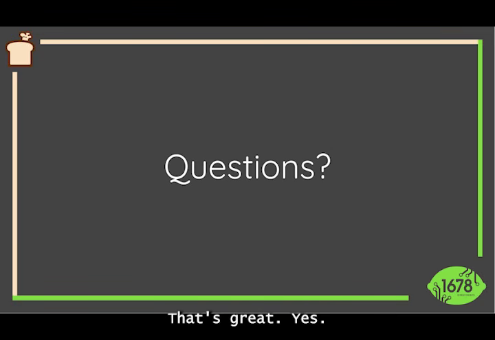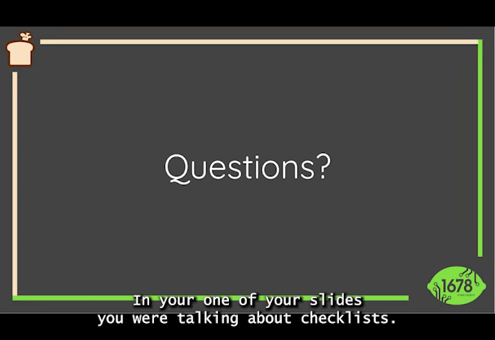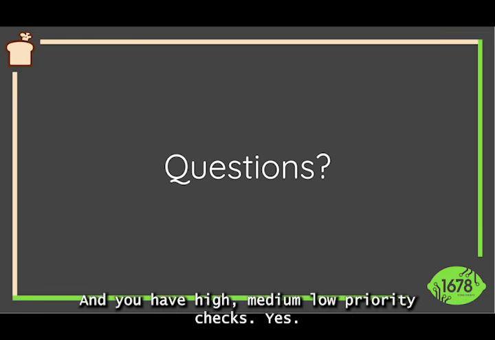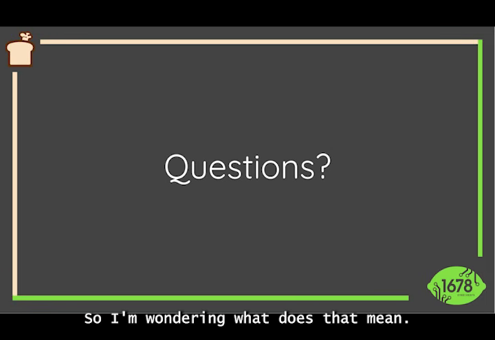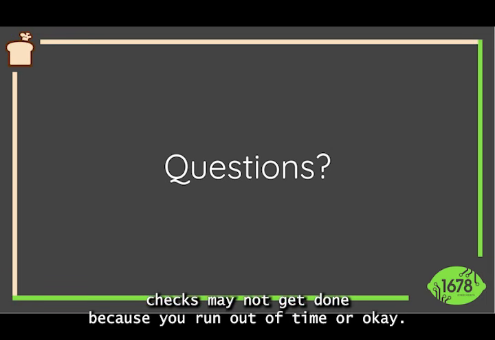Yes. Great. In one of your slides, you were talking about checklists, and you had high, medium, low priority checks. So I'm wondering, what does that mean? Does that mean low priority checks may not get done because you run out of time?